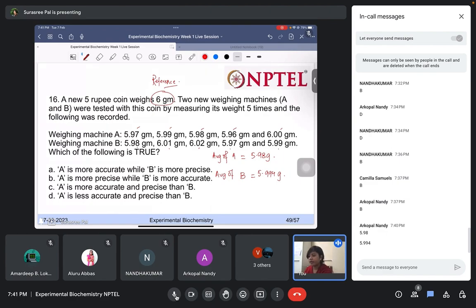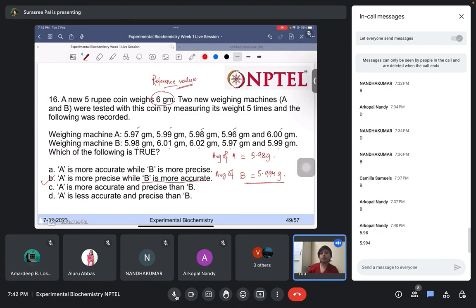Now we know the reference value is 6 grams. So which one is closer to the reference value? Of course, B, right? B is closer to the reference value. So you can say that the measurements taken in weighing machine B are more accurate because they are closer to the reference value. So of course B is more accurate, which gives it the option B.